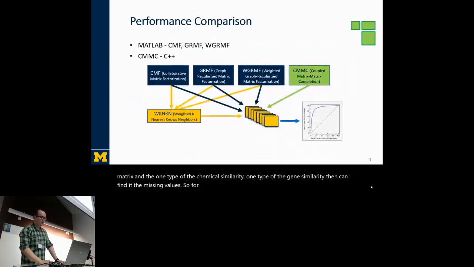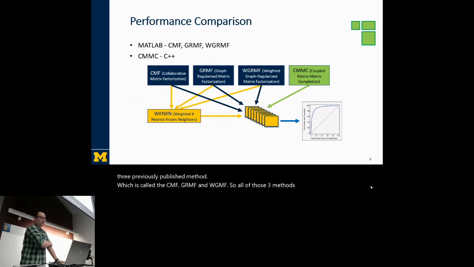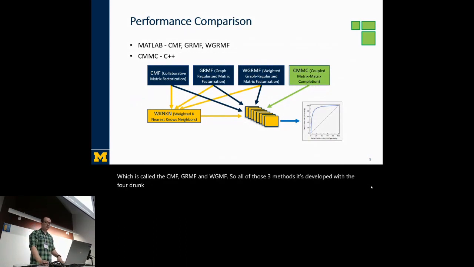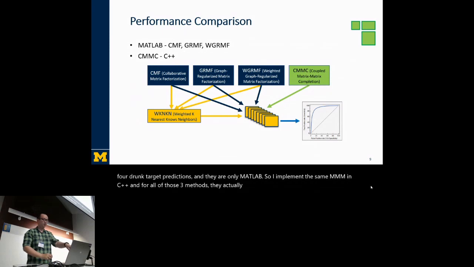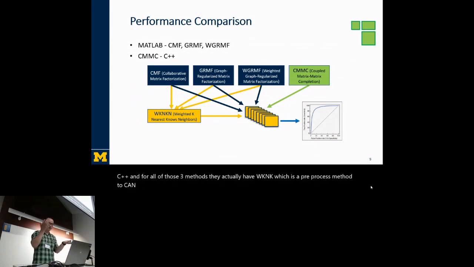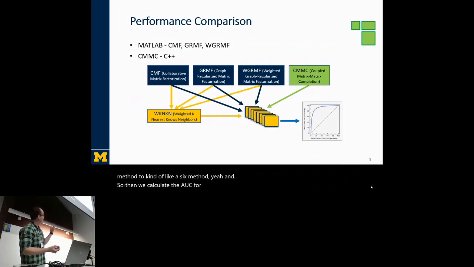For the performance comparison, we compared our method to three previously published methods, called CMF, GRMF, and WGRMF. All of those three methods were developed for drug target prediction, and they are all in MATLAB. I implemented MMC in C++. For all of those three methods, there is also WKNKN, a pre-processing method that can improve their performance. So in total, we compare our method to 6 methods, and then we calculate the AUC for the performance.